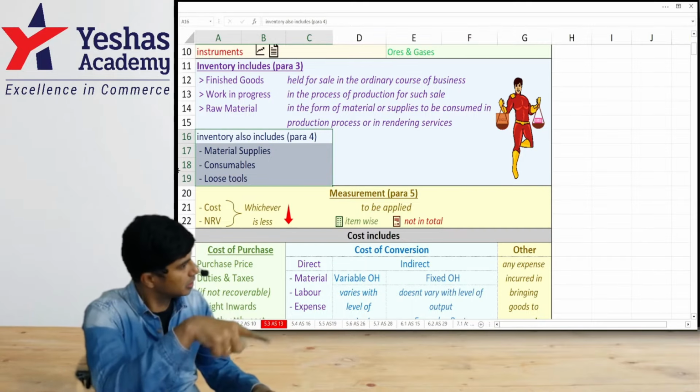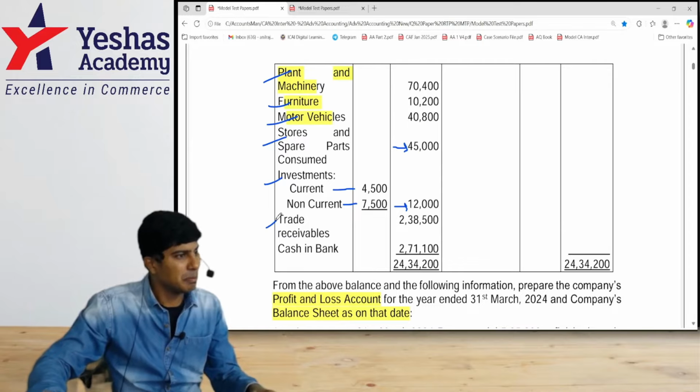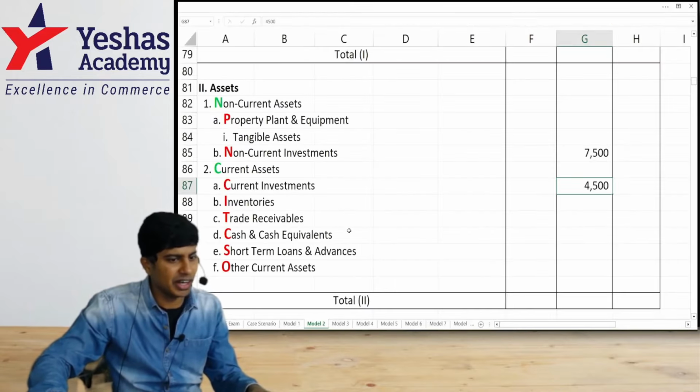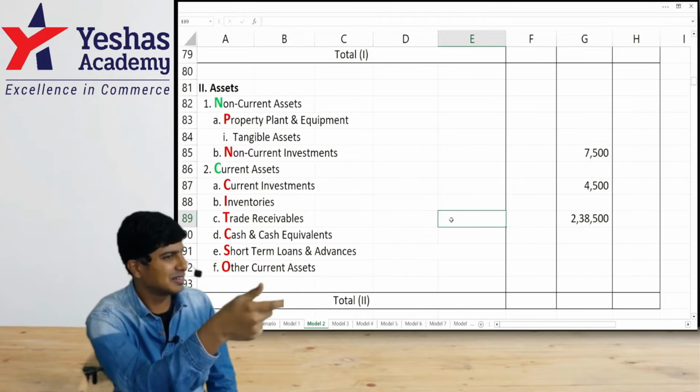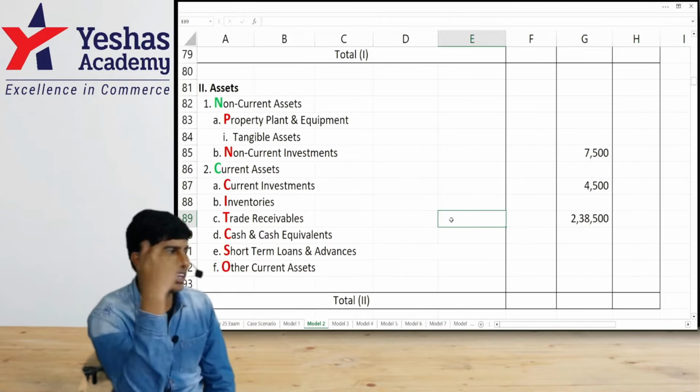What's next? Then we have trade receivables. Trade receivables, there is no adjustment, there is no provision, nothing. Balance sheet, asset side, current assets, trade receivables 238,500. Do you remember what adjustment can come for trade receivables? Mutual indebtedness is in amalgamation and consolidation. Here the adjustments will be outstanding for more than 6 months, less than 6 months, provision for bad debts, all of those adjustments. Anyways, we don't have them. 238,500. Done.